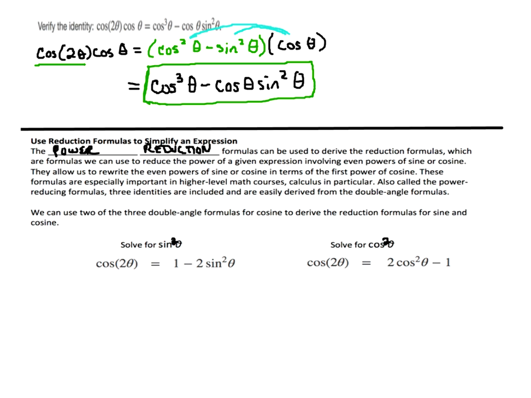Okay, so we'll start with this form of the cosine double angle formula that we showed on the last page, and I'm just going to solve for sine squared theta to show what that thing is equal to. So once again, good old algebra skills here. I'm going to subtract 1 from both sides, and that gives me cosine of 2 theta minus 1 equals negative 2 sine squared theta, and then I just divide both sides by negative 2.